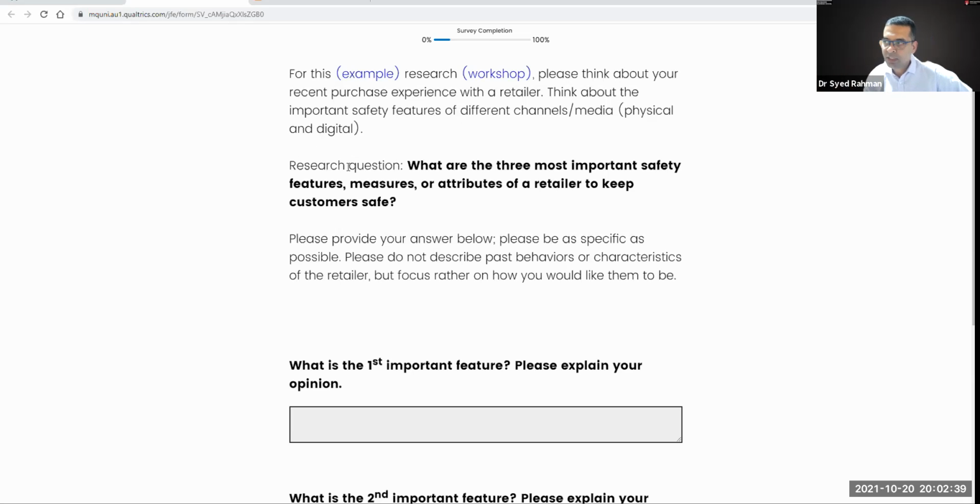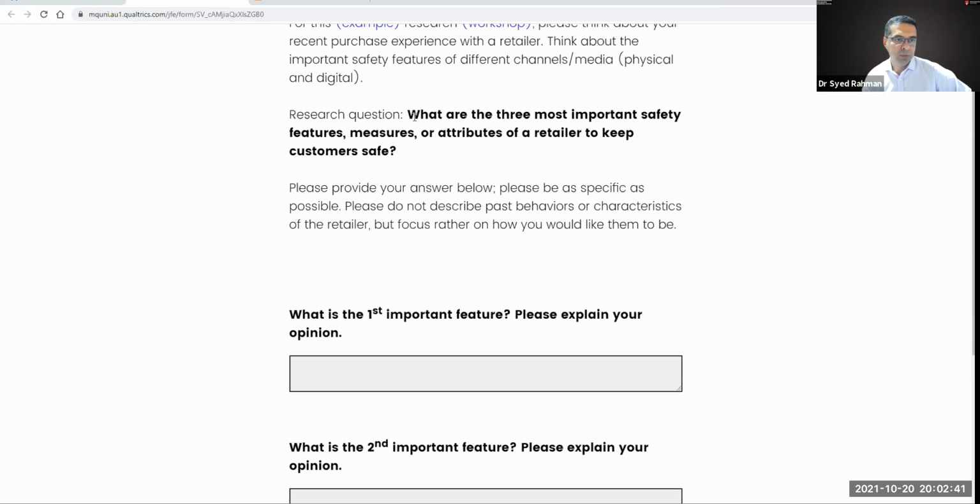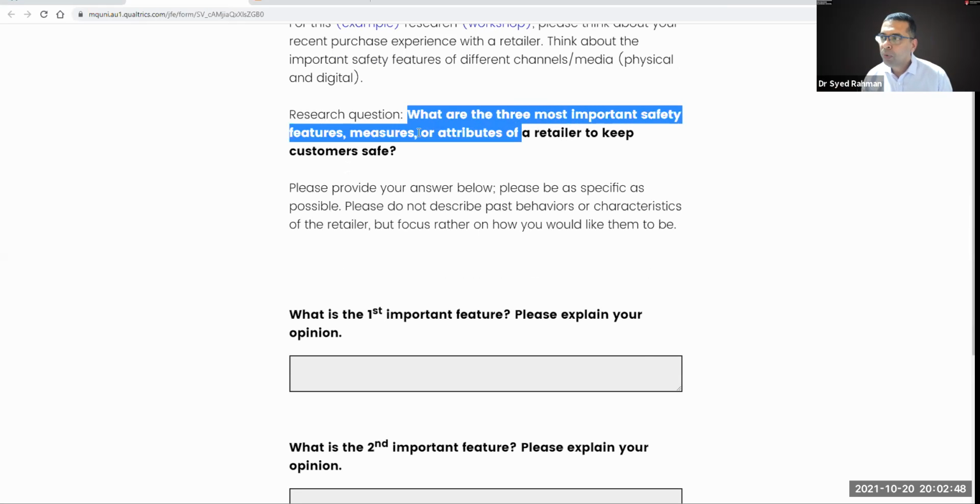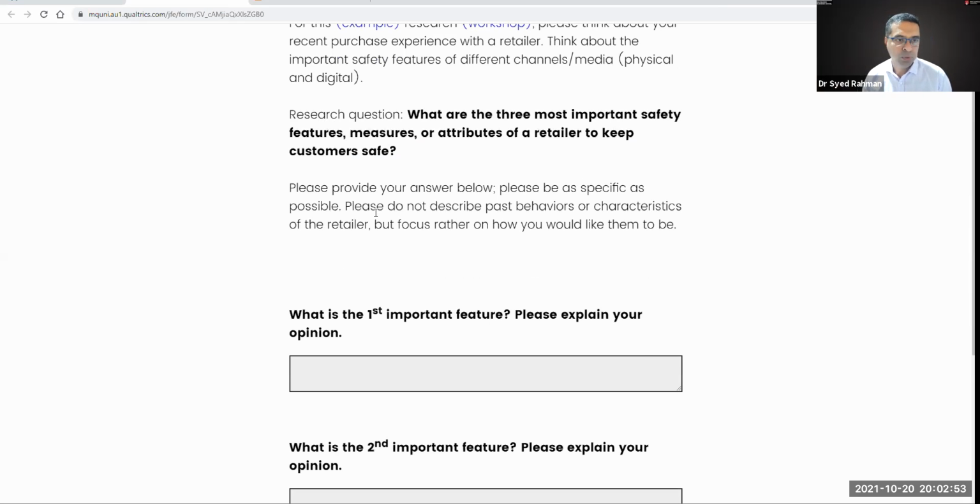You put your question in there, and here is the main laddering question. We try not to change it, or to keep it as intact as possible: What are the 3 most important safety features to keep customers safe? If you adopt this process, all you will be doing is changing the context here. You will change the safety with something else in your research context, and change this part as well. What you would not change is the way you have asked the question: what are the 3 most important?